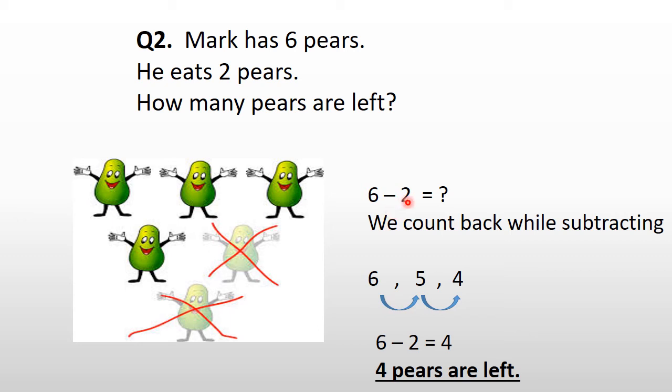So what do you actually do? You actually count back in step of 2. 6, 5 and 4. How many steps would I count back? 1 and 2. Okay. How many steps would I count back? 1 and 2. So my answer is 4. I closed 2 fingers and how many fingers have I got? 4.